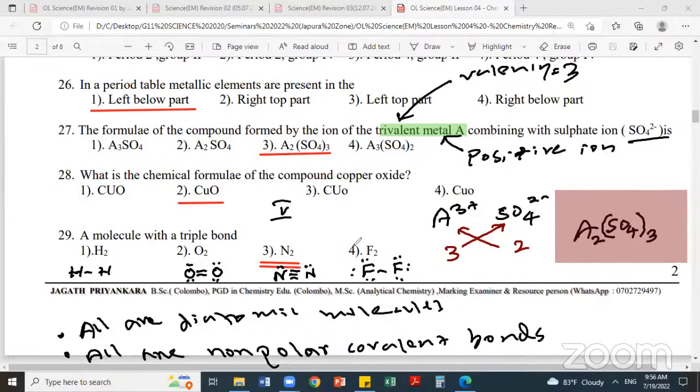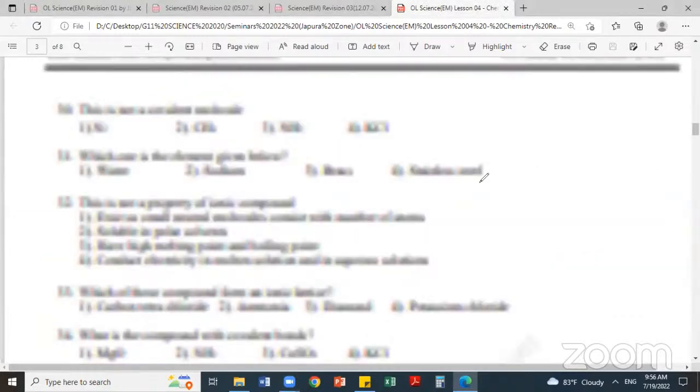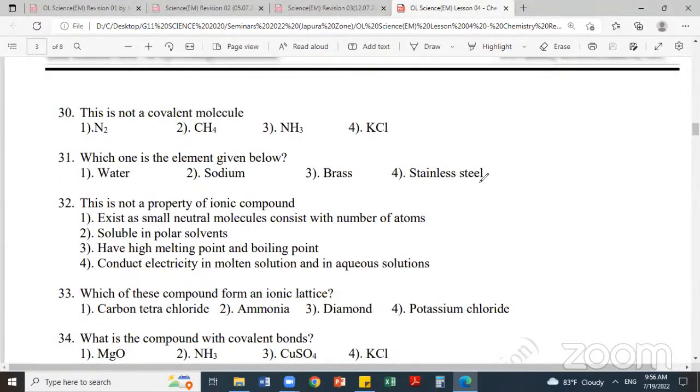Right. Question number 29, answer is 3. Right. I'll erase the screen. Question number 30. This is not a covalent molecule.